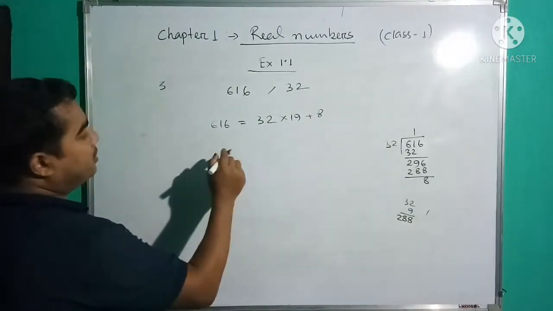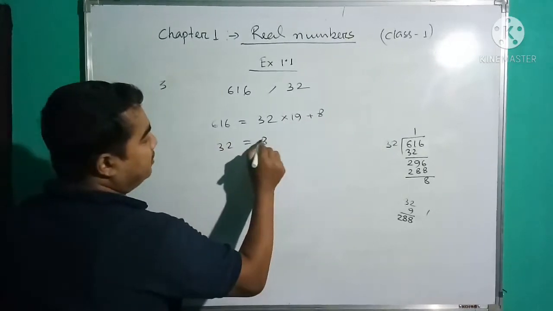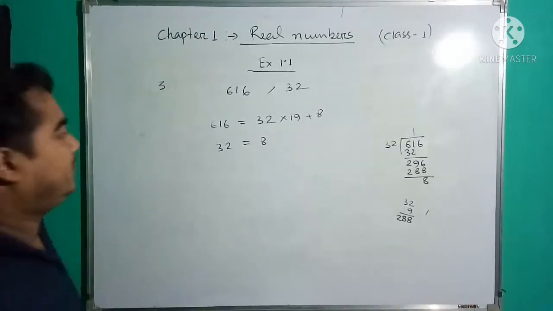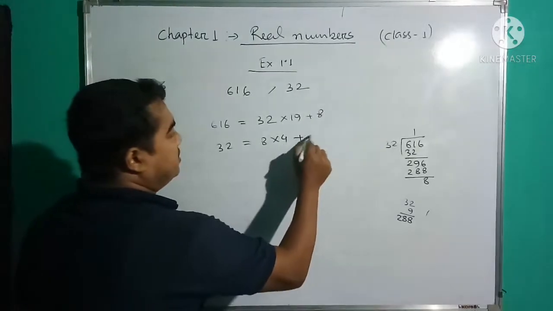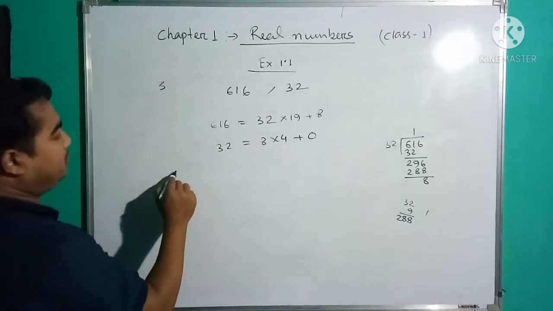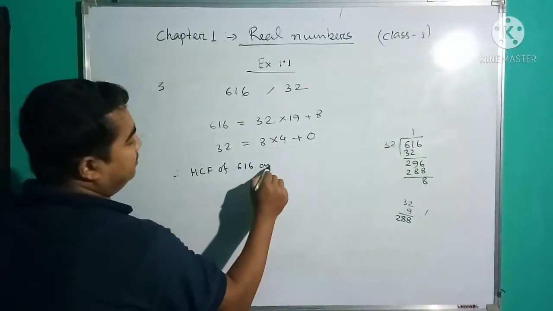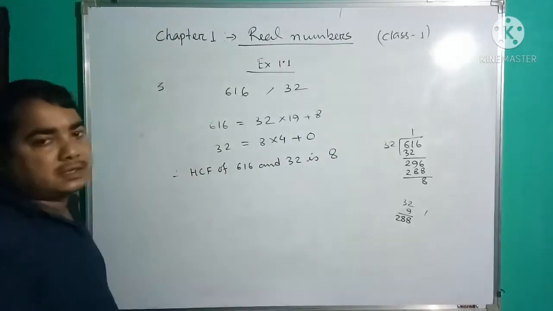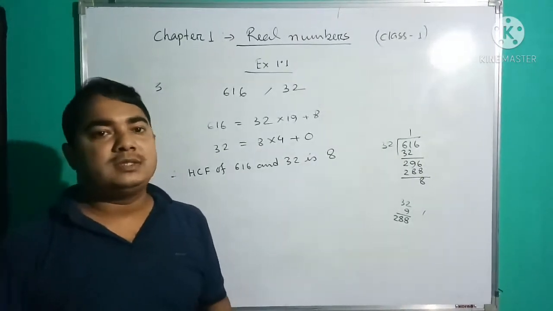Next, 32 goes to the left side, and write 8 in the 32 place. Next divide 32 by 8. 8 times 4 is 32 and the remainder is 0. The process is completed because we got the remainder 0. Therefore the HCF of 616 and 32 is 8. 8 is the answer. So how many columns can we form? Therefore the number of columns is 8.